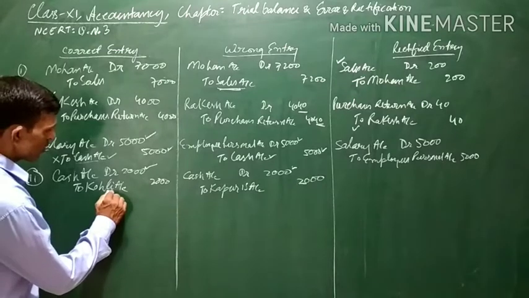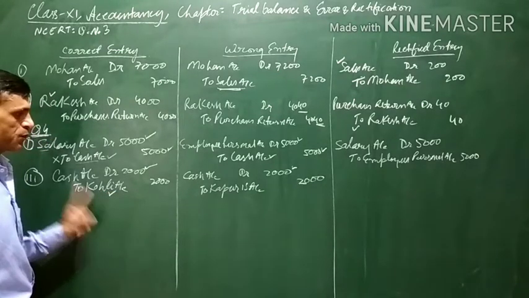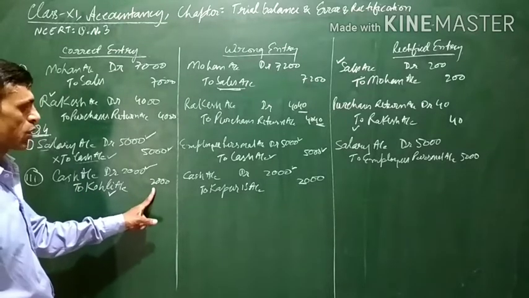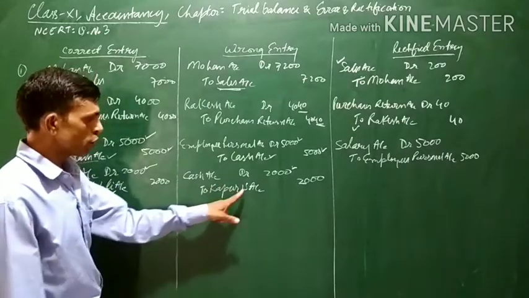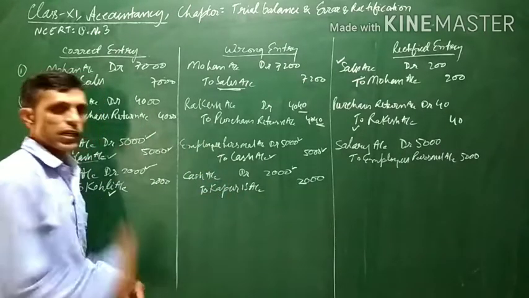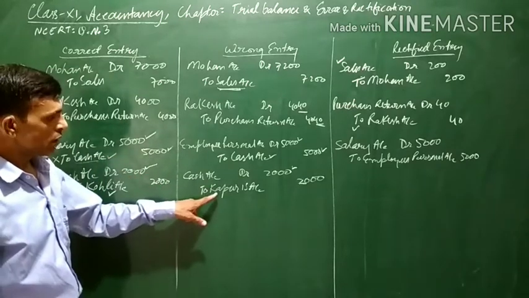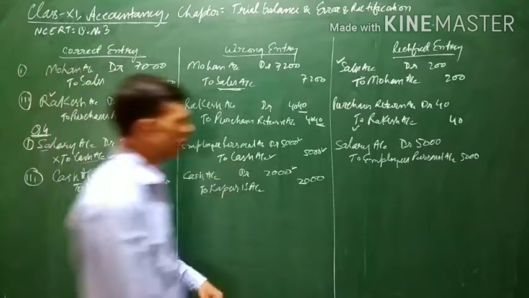Kohli's account should have been credited, but it has not been credited. So what we have to do? We will credit Kohli's account. Kapoor's account has wrongly been credited. So in order to rectify this, we will debit Kapoor's account, because the opposite of credit is debit. Here Kapoor's account has wrongly been credited, so in order to rectify, his account will be debited.